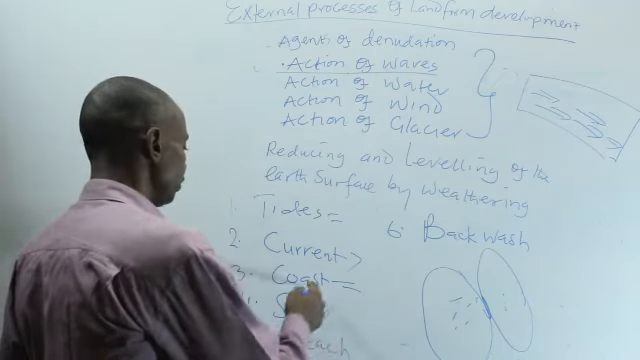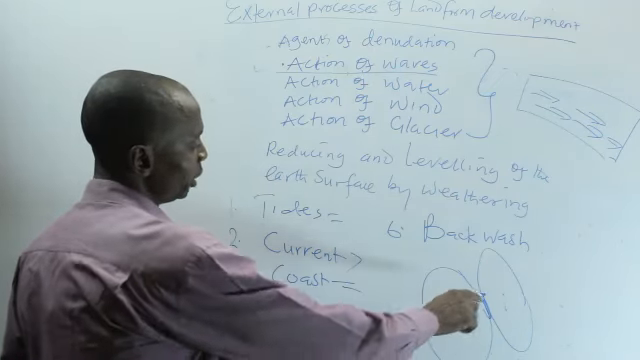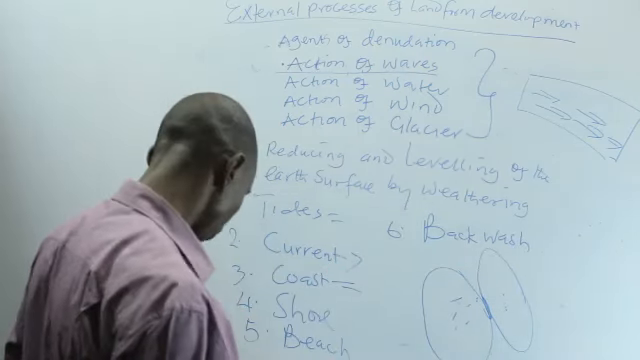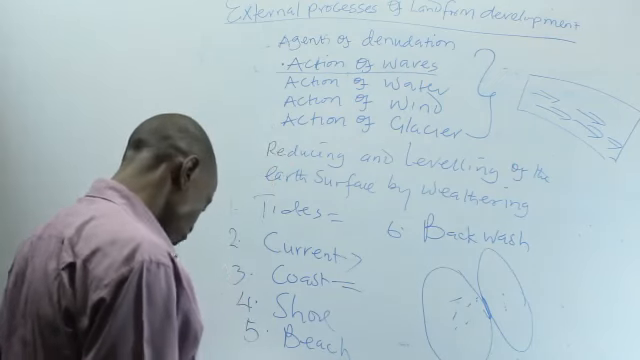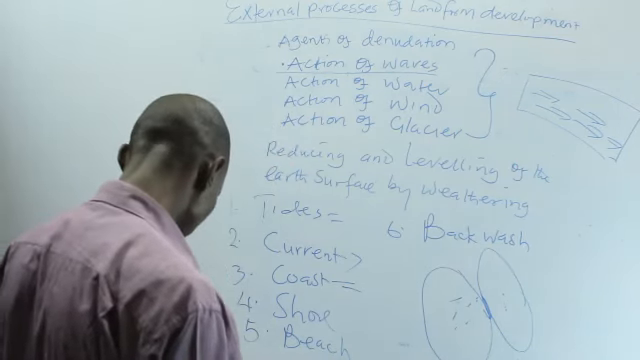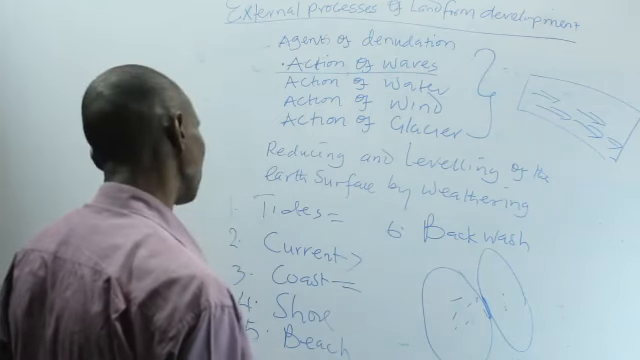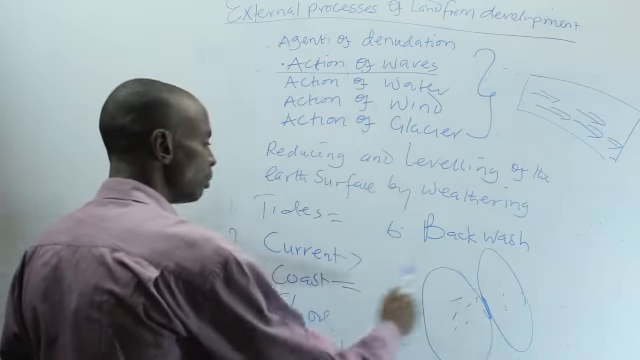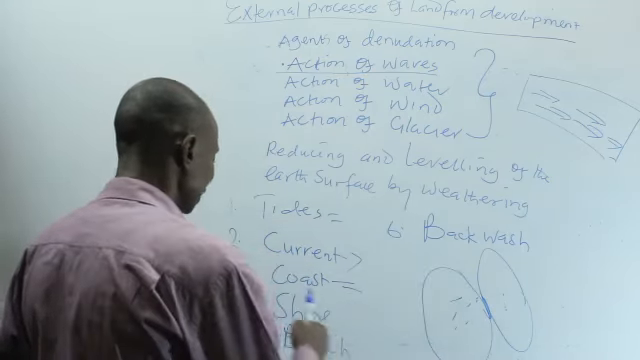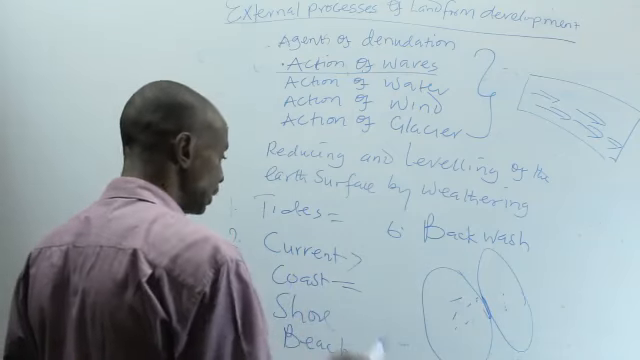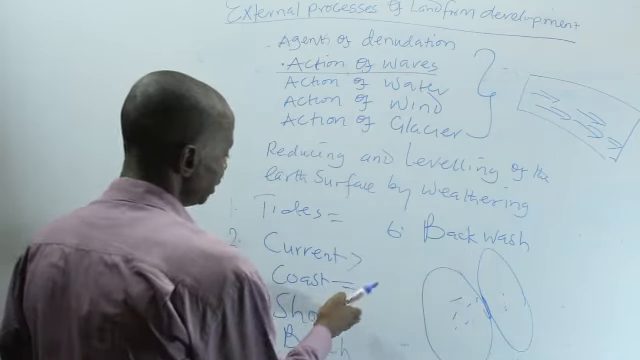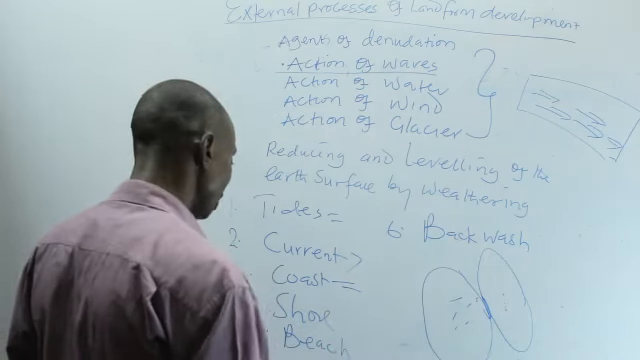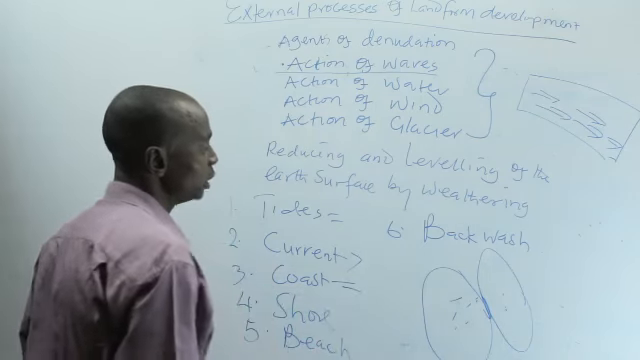Then, if coast is the meeting point between the adjacent land and the water body, then what is shore? Shore is part of the land that lies between the higher water and the lower water. In the case of coast, it is a boundary between the water and the land, but shore, you are still within the water body, between the low and the high water. That is what we call the shore.